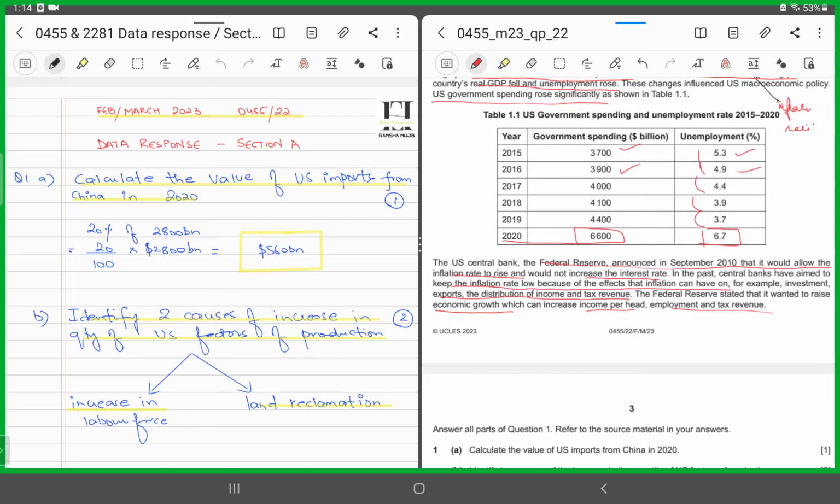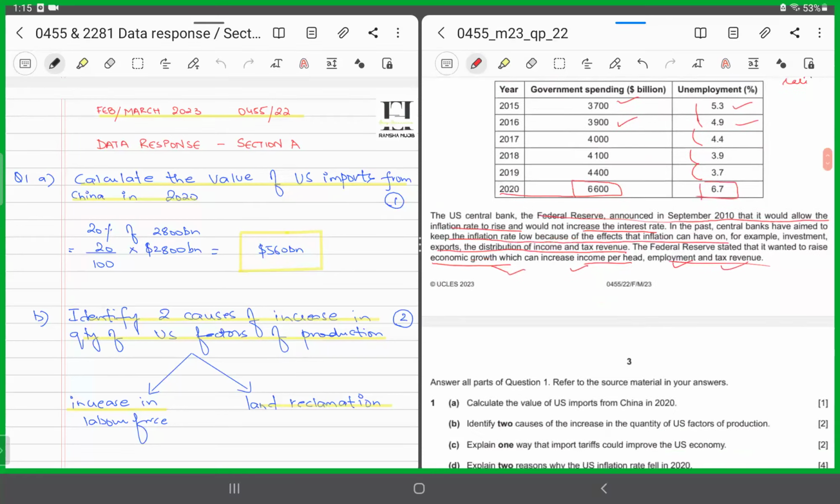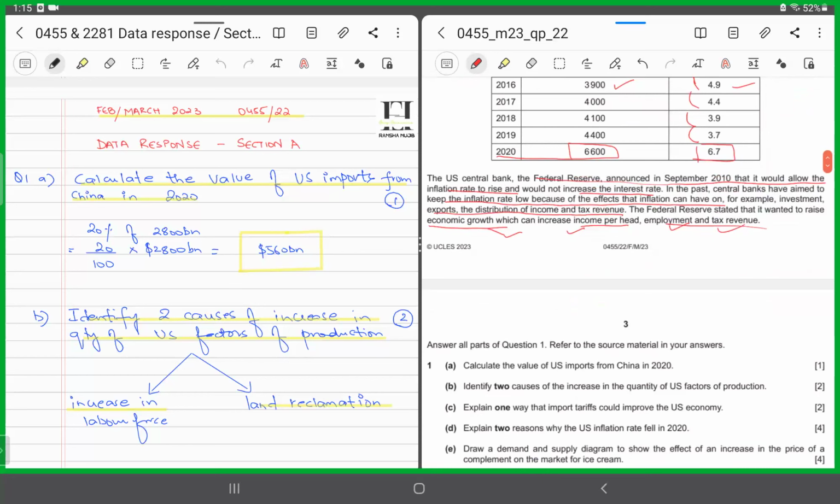Why? Because it wanted to raise economic growth, income per head, that means the GDP per capita or the GDP per head, employment level, and tax revenue. So in order to raise this, it did not want to implement any form of contractionary monetary policy, especially in the form of higher interest rates, just to combat the inflation rate. All right, that was the decision of the central bank. Hope so far it's clear. Let's look at the questions.